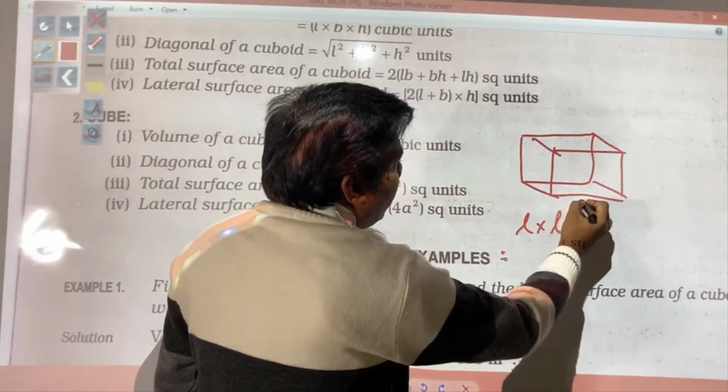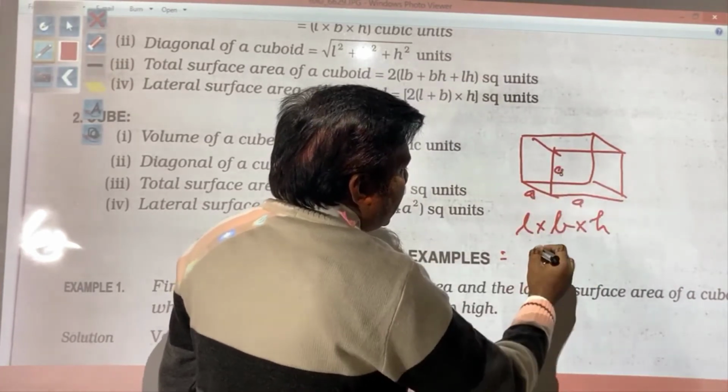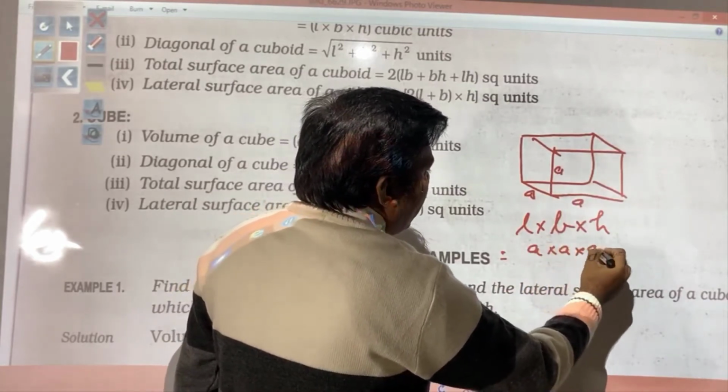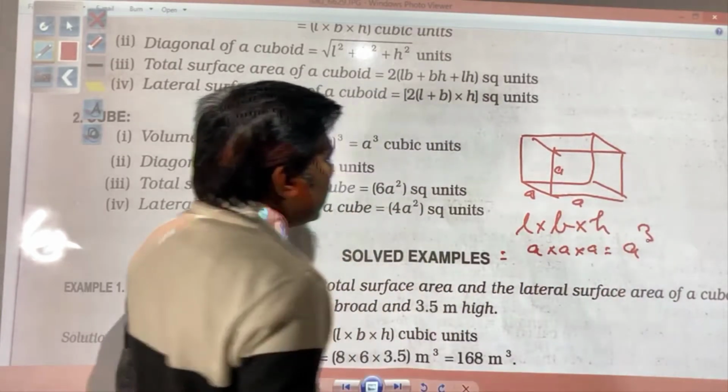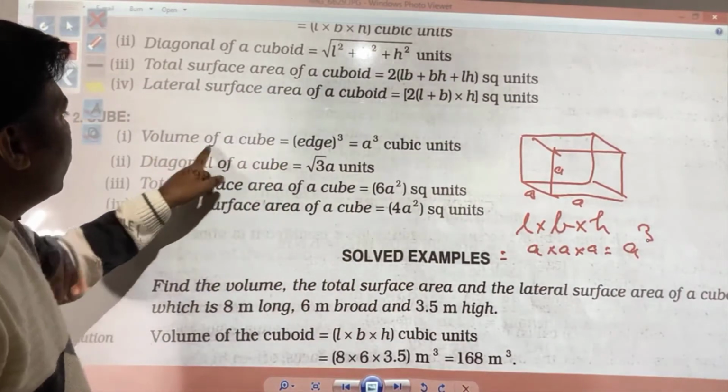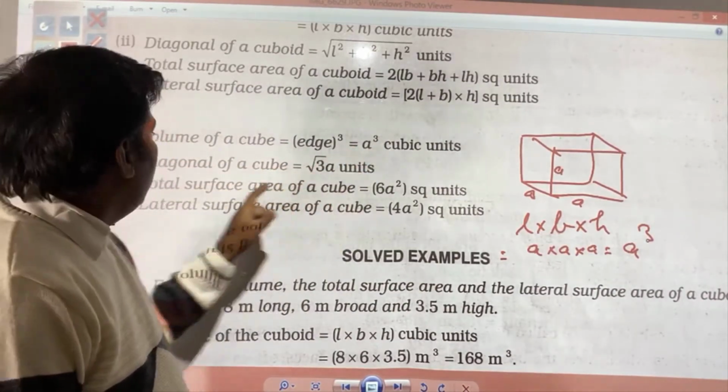But here you have all sides equal. Then in this case A into A into A, it means A cube, you will get. Just you see, the volume of the cube is equal to A cube.